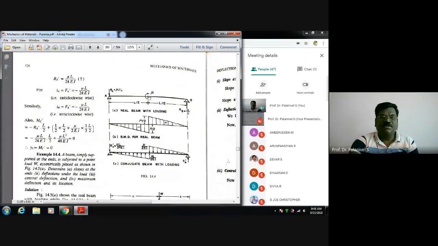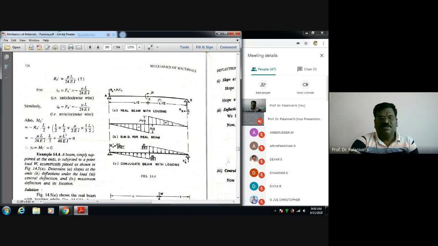There will not be any vertical deflection at the center, because due to this moment acting, the beam will bend this way. This will be the bending profile. The beam bending profile will be like this.